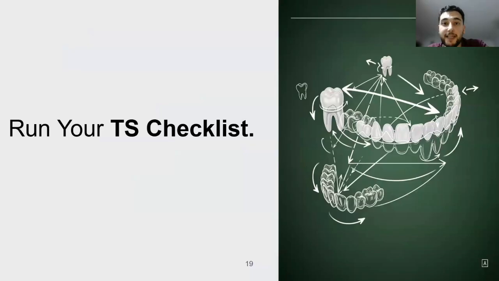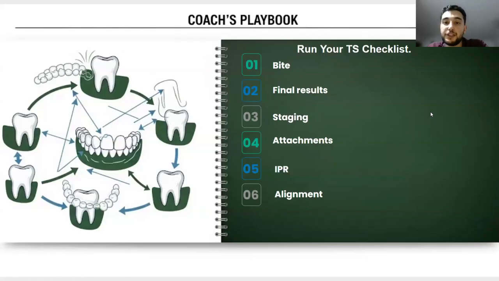And now we get to the juice of this lecture, which is your treatment setup checklist. In your checklist, these are the 6 factors that we need to go over. It's the bite. We need to confirm the bite. Then we move to the final result. We check the staging, the attachments, interproximal reduction, and alignment.